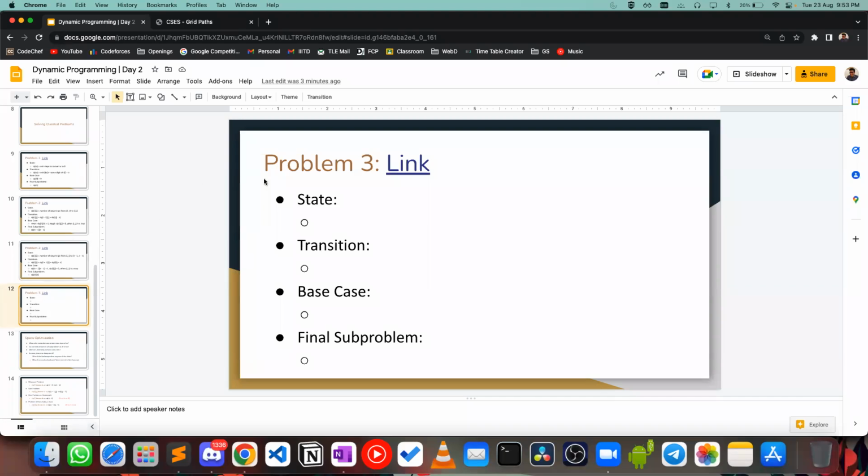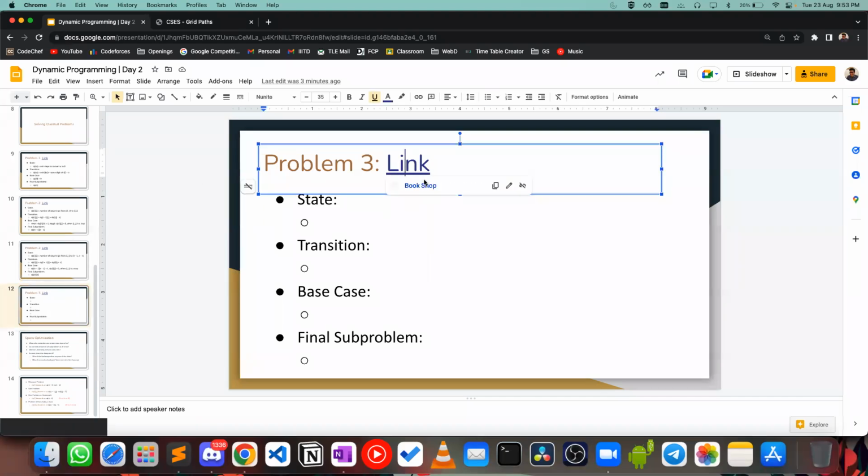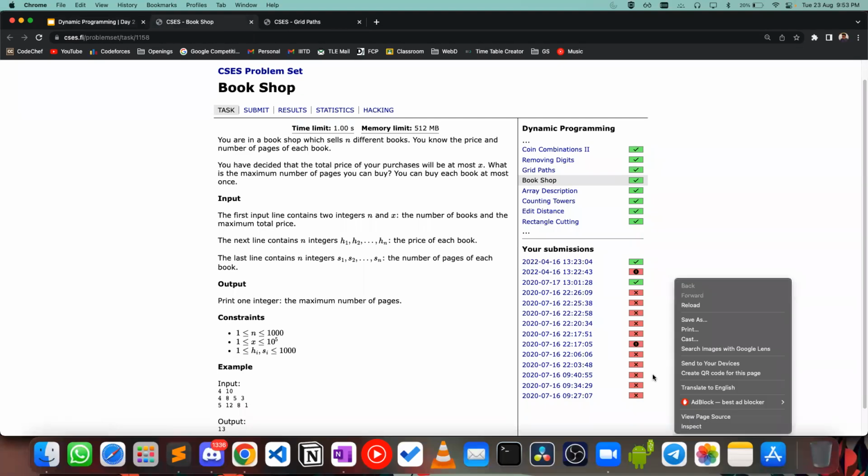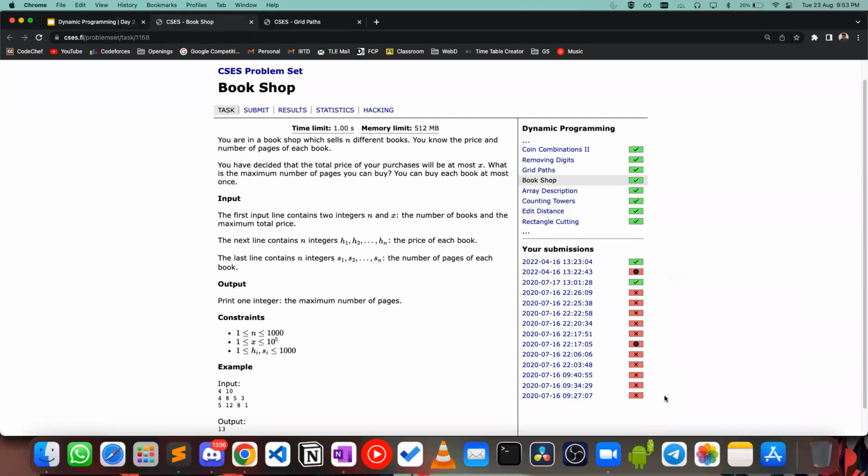Okay, great. What is problem third? Problem third is yet another CSS problem. So this is the problem. And if you look at my submissions, yeah, it's pretty bad. This was a long time back.